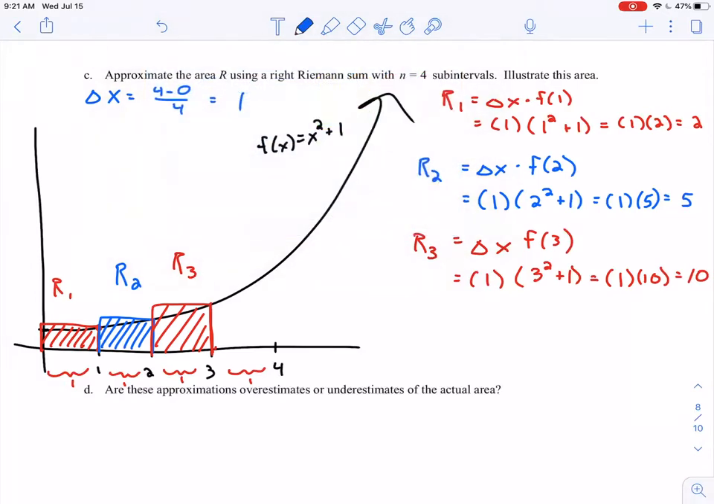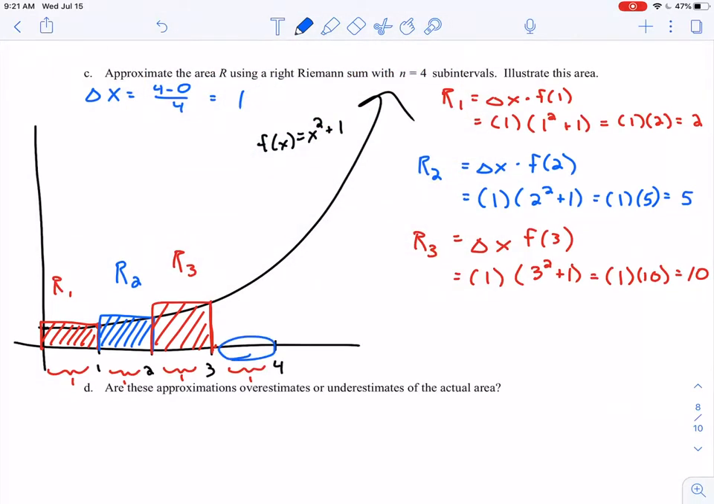One last subinterval to talk about. Now we're going to talk about this subinterval between 3 and 4. Here, again, we're doing a right Riemann sum, so I'm going to use the right endpoint, the height of my function at my right endpoint, to determine the height of my rectangle. So my rectangle looks something like this. I will call this rectangle 4.